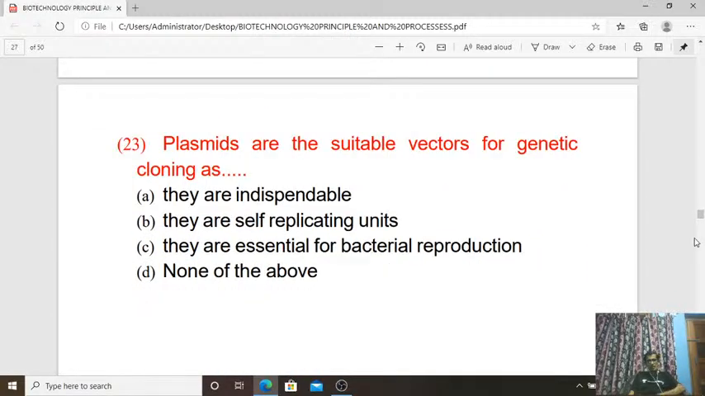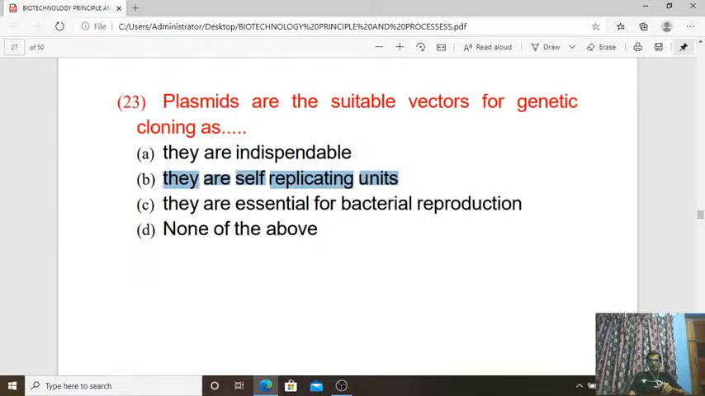Then plasmids are the suitable vectors for genetic cloning as what? Why are they suitable vectors? That is 23. So the answer for 23 is they are self-replicating units. B is the answer. Any plasmid should have an origin of replication. Then only it is good for the research work. After entering into the host body, the plasmid should have the capacity to undergo self-replication. Okay, so the answer for 23rd is B. Prekshita, you gave B. Okay, good.